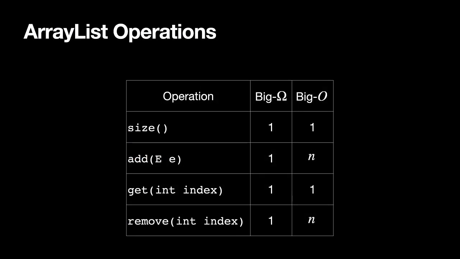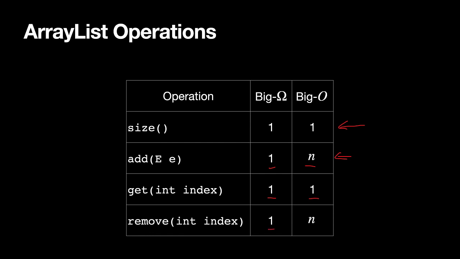Just to summarize, we've identified that our size operation is basically a constant time operation, and add really depends on whether we have to increase the size of our array or not. A lot of the time, it's a constant time operation, but occasionally we have to double the size of our array. The get operation is essentially always a constant time operation, and the remove operation, if we're removing the very last item, will be a constant time operation.